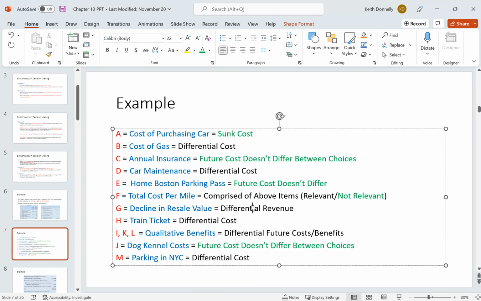Dog kennel costs. I'm sure if you have a dog, either way, if you fly, drive, take a train, any which way, somebody's got to watch your dog, right? So that's a future cost that doesn't differ between choices. We're going to ignore it in the decision.